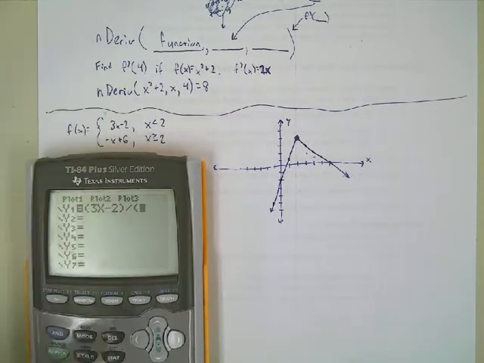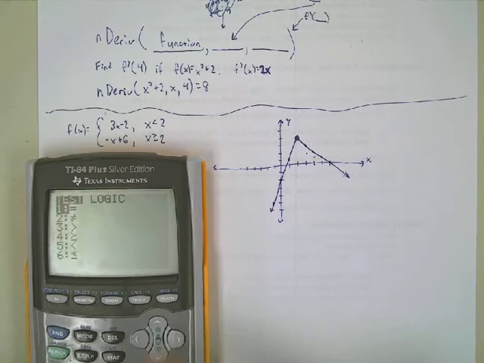Now the less than, for those of you that were here before, how do we find the less than symbol? Second math, and that takes you to all the inequality symbols. We want the less than. That's number 5. Then 2, close parenthesis.